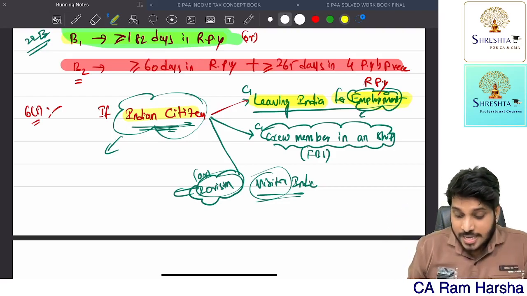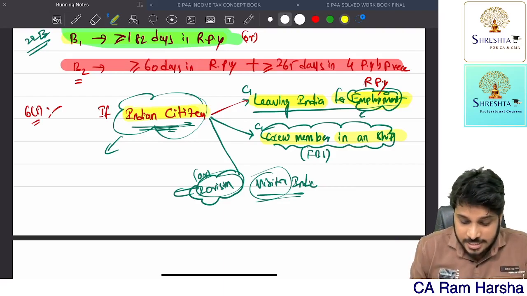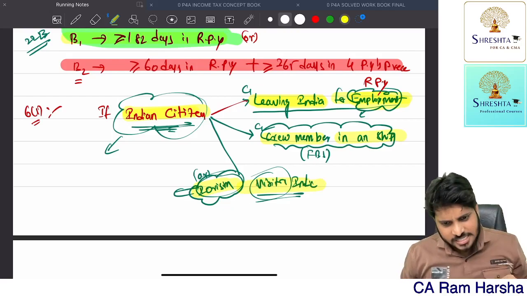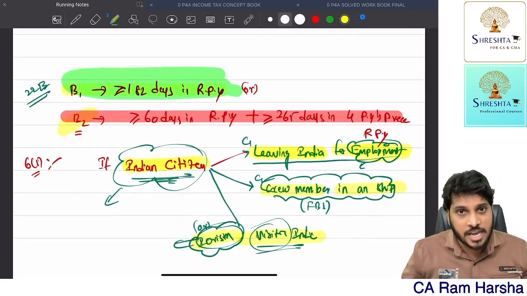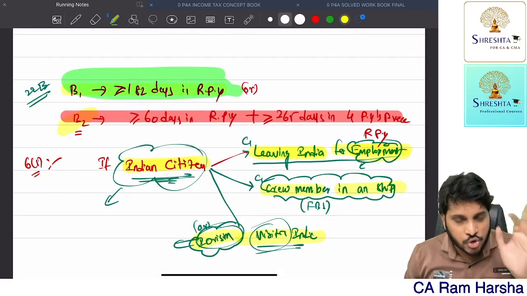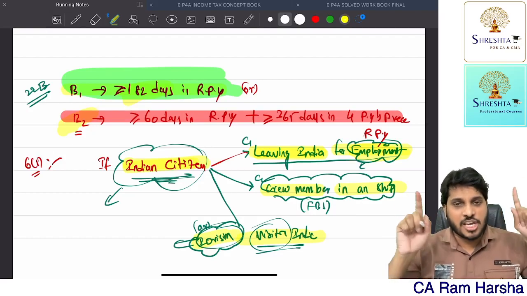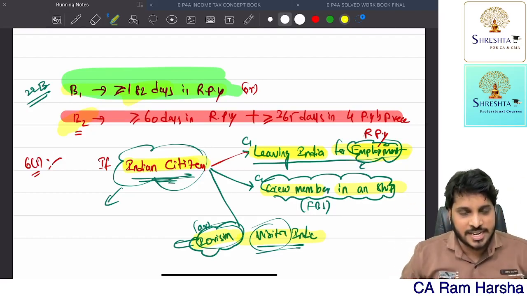Getting it? Case number 2, he is a crew member on an Indian ship, working in a ship. Or case number 3, he is an Indian citizen or of Indian origin, just visiting India. Generally in all these three cases, basic condition 2 will not apply. If basic condition 2 does not apply, only the 182 days criteria we will check. If he satisfies the 182 days criteria, he is a resident. If he does not satisfy it, he is a non-resident.